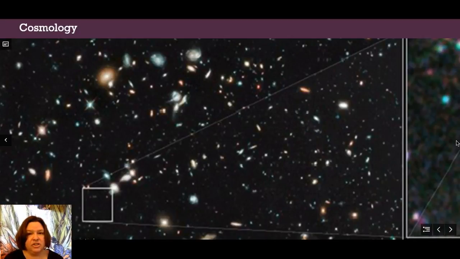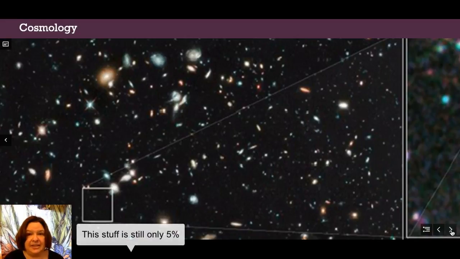This particular picture, just a little sliver of sky, about 1 arc second. Hopefully you remember what that is. And this one has 10,000 galaxies in it. So don't try counting each one. You have a lot of other things to do. But as you can see, the universe is full of a lot of stuff.